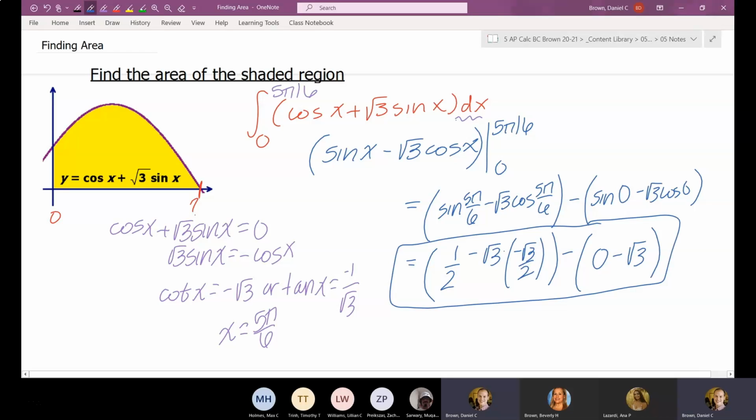So there's my answer. Again, any equivalent answer I would also count as correct. What do we know that that answer should be though? Is the final answer going to be positive or negative? Positive. So we're above the x-axis, so we know that we have a positive area and we're moving forward.